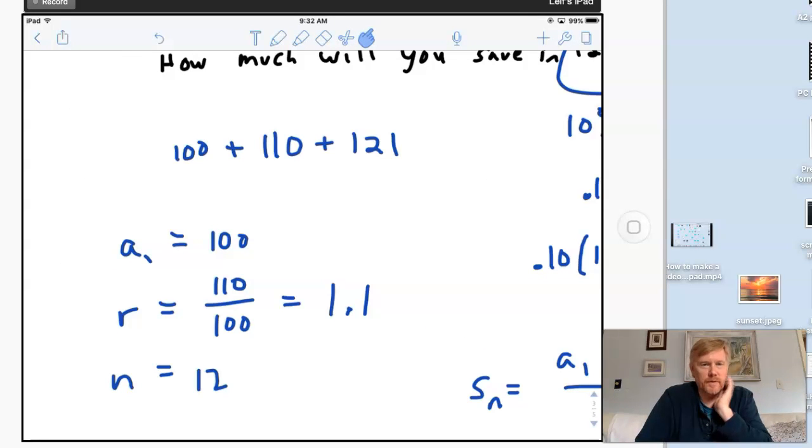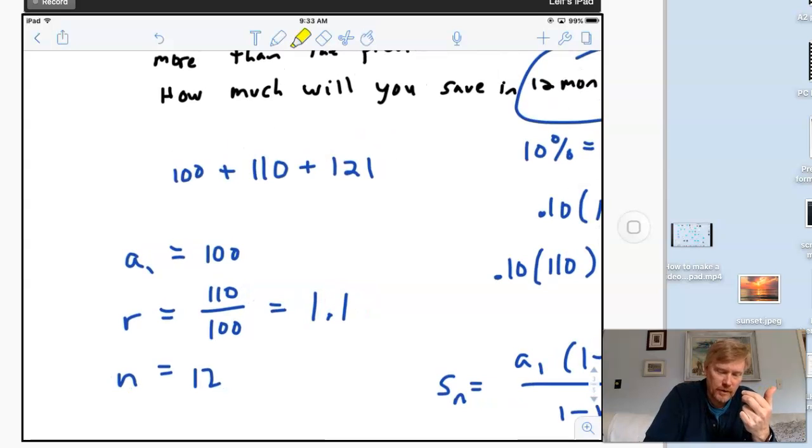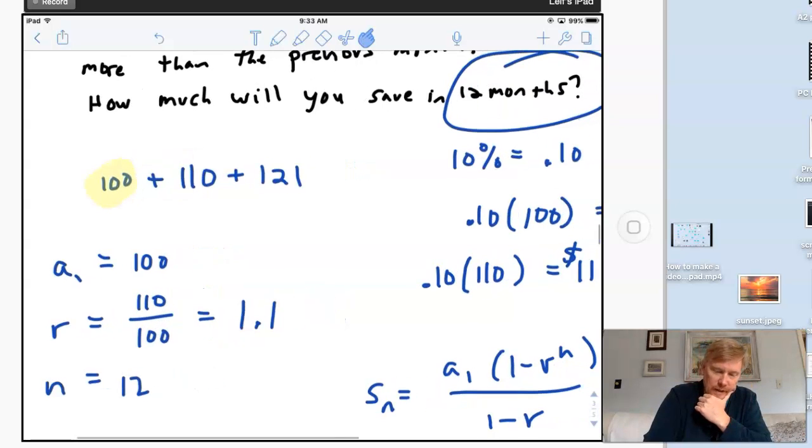So I got my numbers in the sequence, the first three numbers, right? Now I've got everything I need. I need A of 1, I need R, and I need N, okay? So if I'm looking at this, the first number in the sequence, A of 1, that's the 100. R I get by taking the second number, dividing it by the first number, which is 110 divided by 100, which gives me 1.1. And the third thing is I need N. In this case, N is 12 because there's 12 months that I'm looking to save.